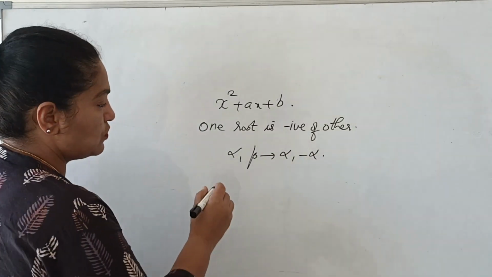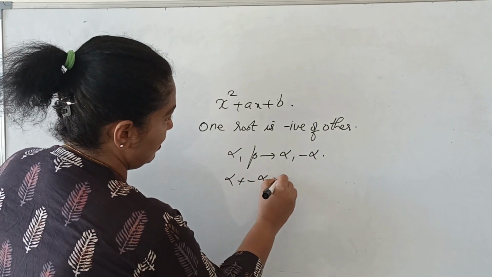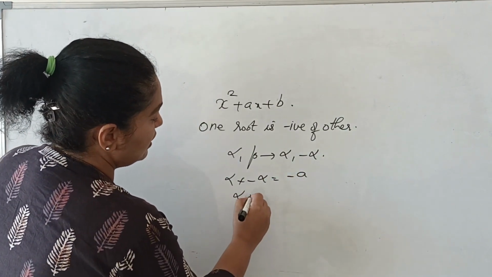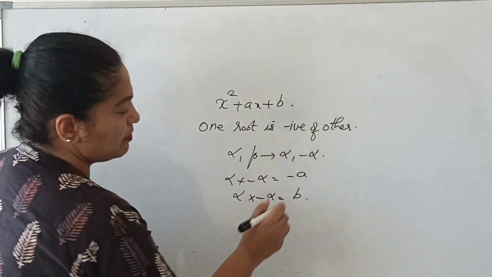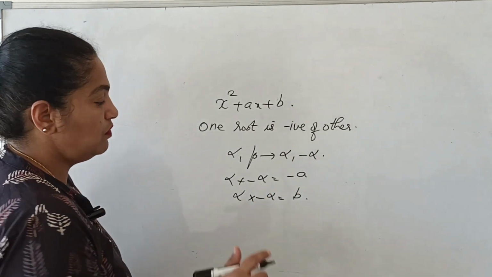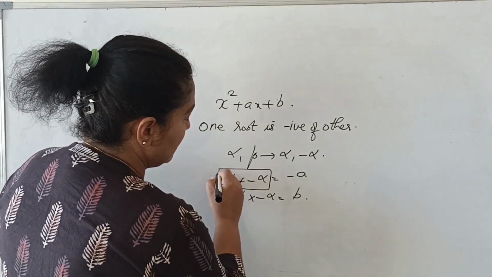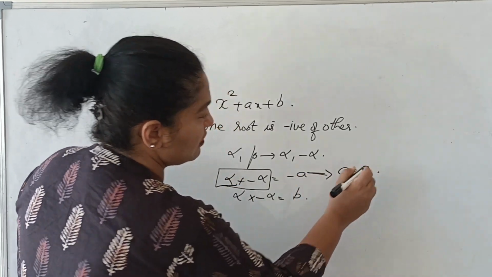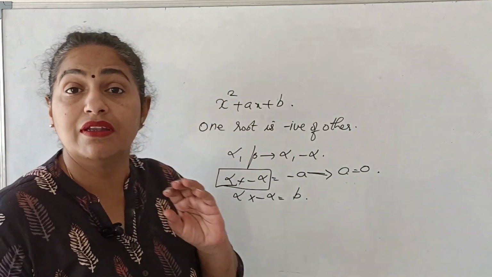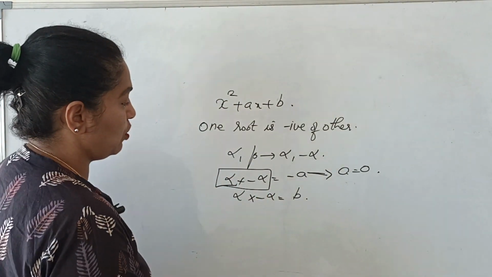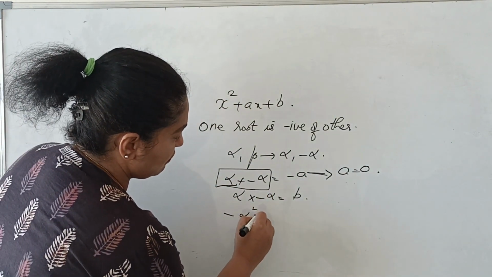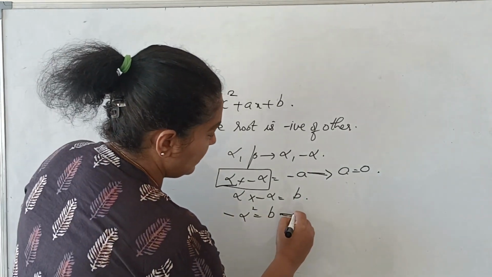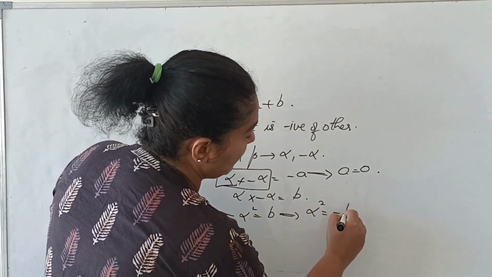Let us take the sum of the roots. Alpha plus minus alpha is equal to minus a by 1, that is minus a. Alpha into minus alpha is equal to b. Now, alpha plus minus alpha will give me 0, which means that the value of a just became 0. My linear term disappeared. Now, the second relation, minus alpha square is equal to b, or I can say alpha square is minus b.